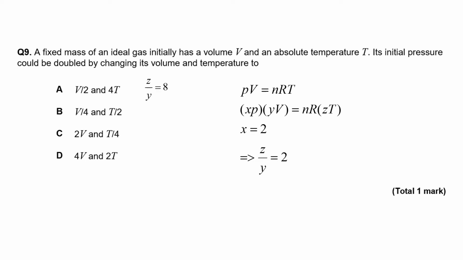So for A, that means Y is a half and Z is a quarter, which makes Z over Y 8. And we can do the same thing for the others, and only option B gives us a Z over Y of 2, which is the one that we want.